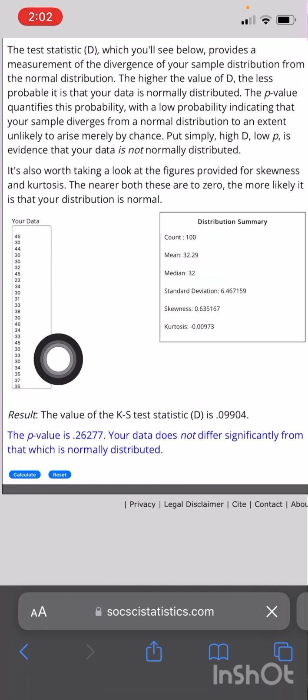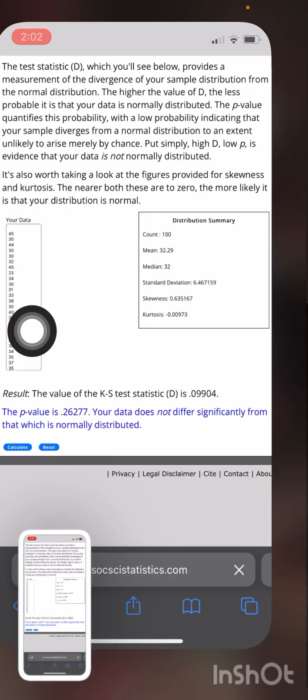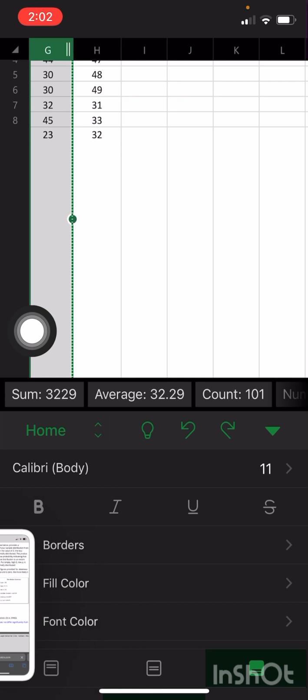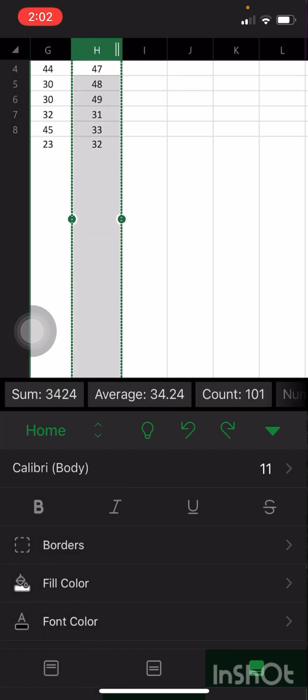The p-value is 0.26277, which is normally distributed. So we will take a screenshot. And next we will copy our second group, the same 101.